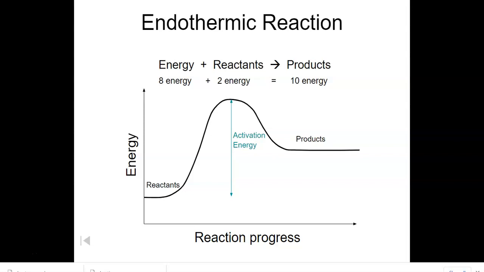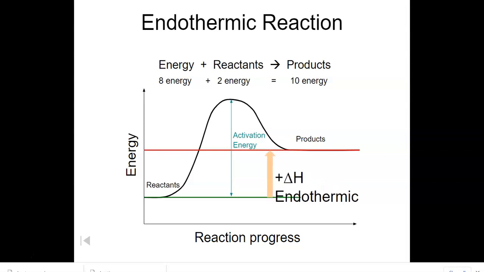If you have an endothermic reaction, your reactants will start low and require energy to go in, and it's going to require a lot more energy. Then, after you get over that and the reaction happens, you're going to have your products, and again, your activation energy. You're going to see that you could add them together, and your products are going to be higher.